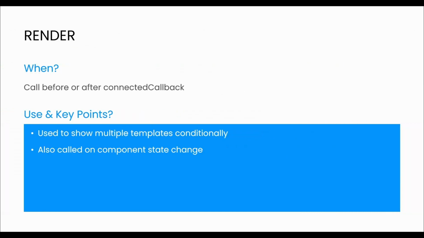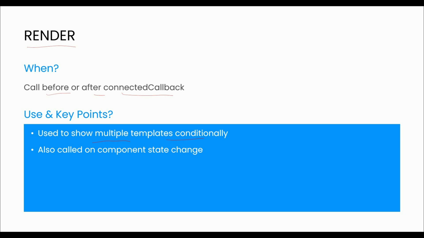Now let's discuss the render method. As discussed earlier, this is not a lifecycle hook, but works in a similar way. It is also automatically called right before and after connected callback. And why should we use it? It is mainly used to show multiple templates conditionally. What does it mean? For example, let's say on the basis of some conditions, we want to show a completely different UI to the user. I mean, based on conditions, we want to show and hide many controls, or want to show them in different positions or in a different look and feel.